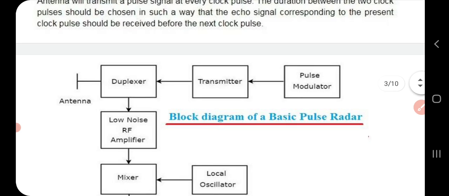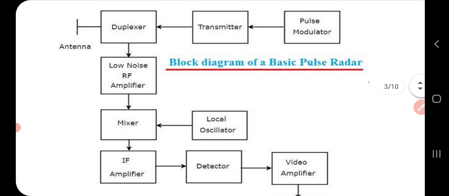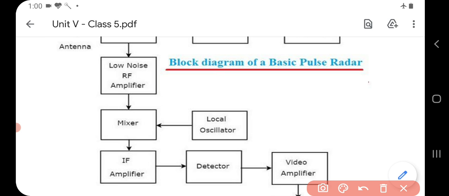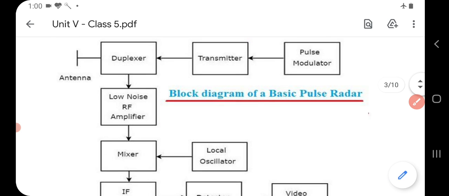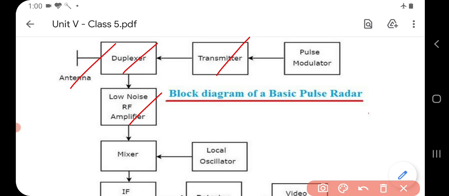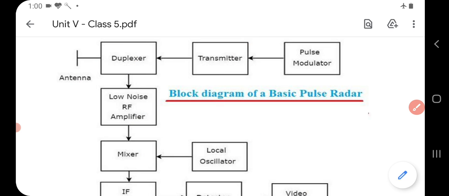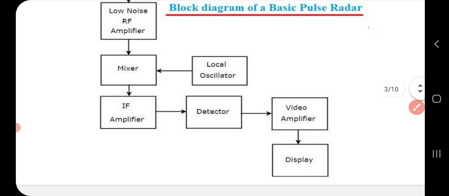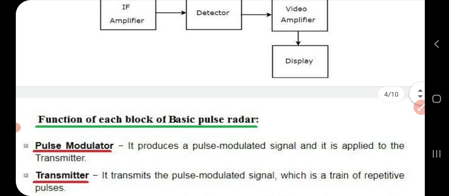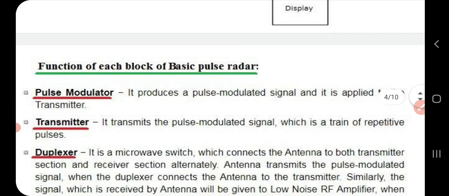Now, this is the block diagram of the basic pulse radar. It has a pulse modulator, then a transmitter, duplexer, antenna, low noise RF amplifier, mixer, local oscillator, then IF amplifier, detector, video amplifier and display. So this is the block diagram of the basic pulse radar. Now we will see what the function of each of these blocks is.